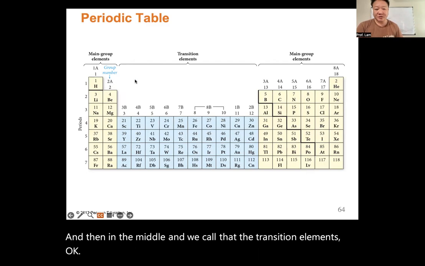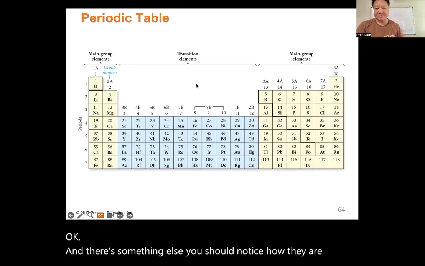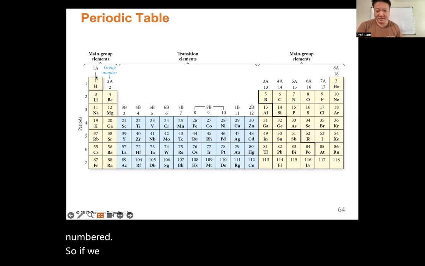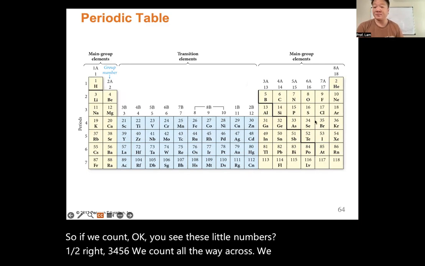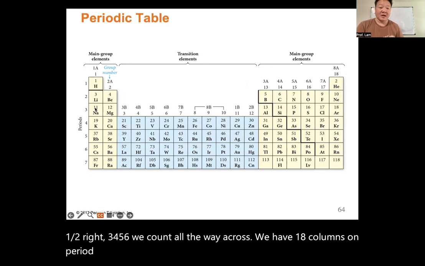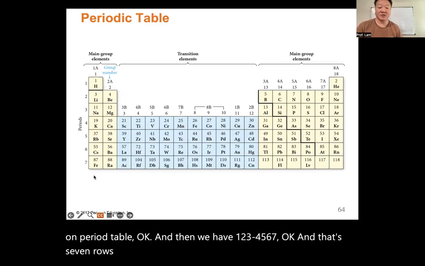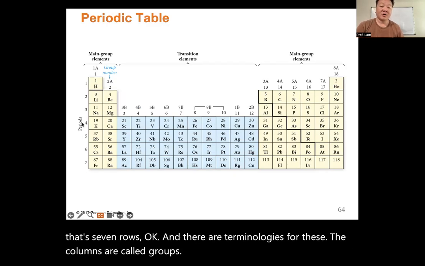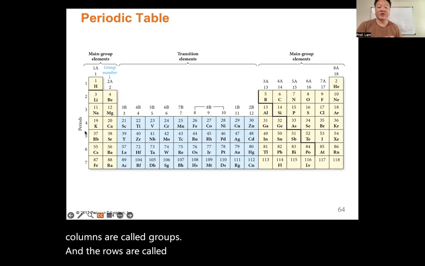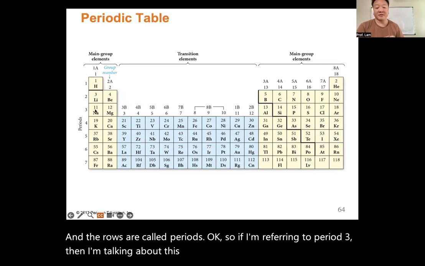And there's something else you should notice, how they are numbered. If we count, you see these little numbers, 1, 2, 3, 4, 5, 6. We count all the way across. We have 18 columns on the periodic table. And then we have 1, 2, 3, 4, 5, 6, 7. That's 7 rows. And there are terminologies for these. The columns are called groups, and the rows are called periods. So if I'm referring to period 3, then I'm talking about this row right here that starts with sodium.